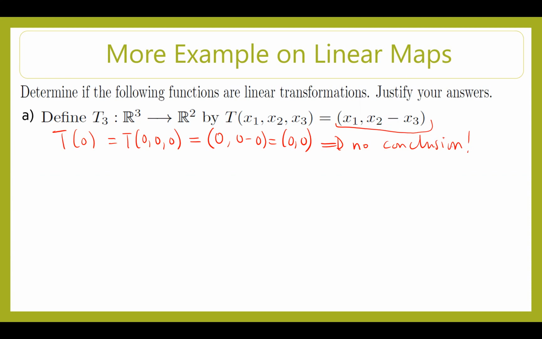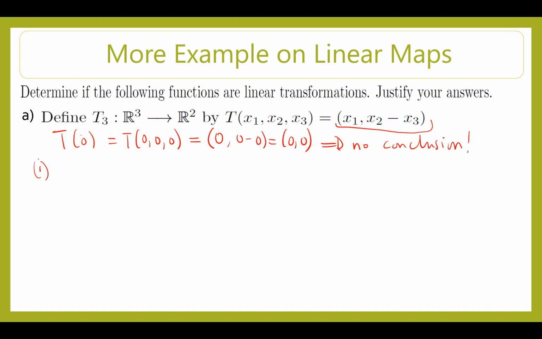I cannot make any conclusion because T of 0 is 0. If T of 0 is not 0, I can conclude that T is not a linear map. All right, in that case, since we have no conclusion, we go ahead and prove those two properties.